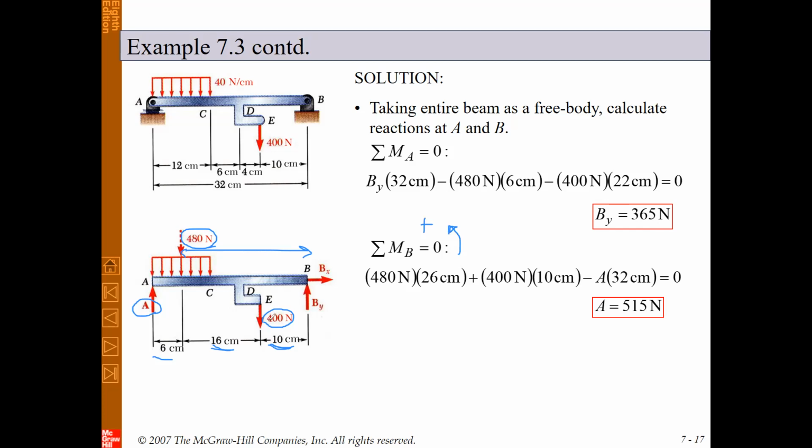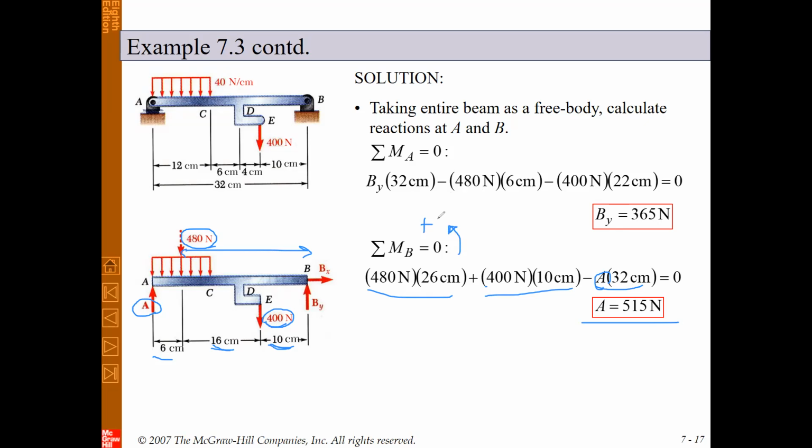So the moment due to the 400 Newton is positive. The moment due to this 480 Newton is positive as well. And the moment due to this A, because it's in clockwise direction, will be negative. From this equation with one unknown A, you can solve it and obtain A, which is 550 Newton. So this is the external analysis, and now we can solve and obtain the internal reactions.